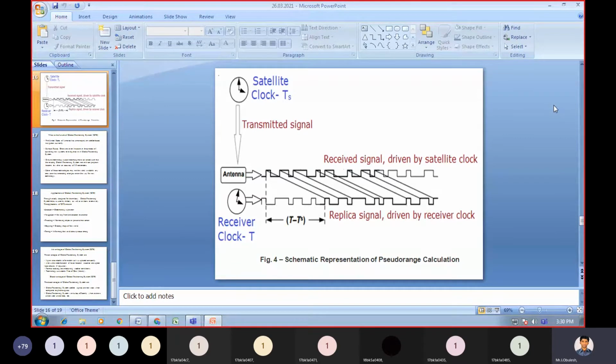See, in this schematic representation, you need to see the receiver clock and satellite clock. Between the receiver and satellite clock, we have an antenna. The antenna will function as both transmitter as well as receiver.